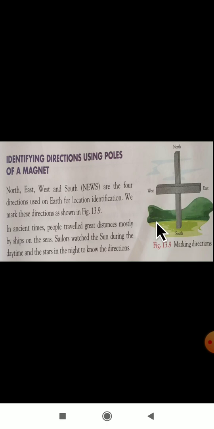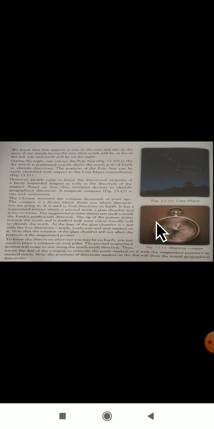In ancient times, people traveled great distances mostly by ships on the seas. Sailors watched the sun during the daytime and stars in the night to know the directions. What they used to do? In the daytime, they saw the sun. When the sun comes, ancient people knew that it is daytime. If stars appear, then it is night time. Like this they used to identify the directions.